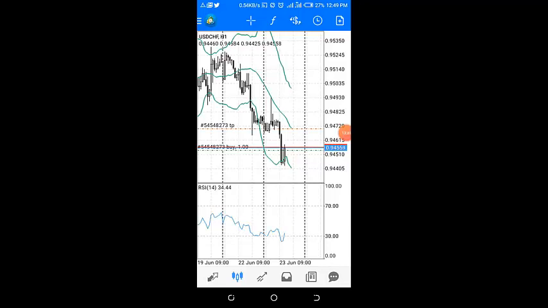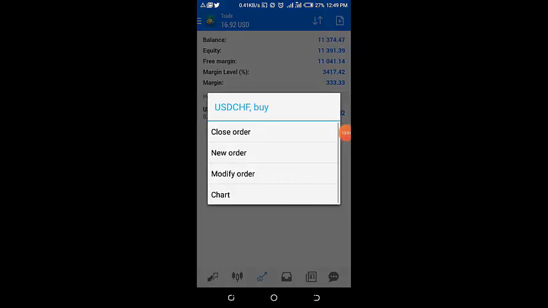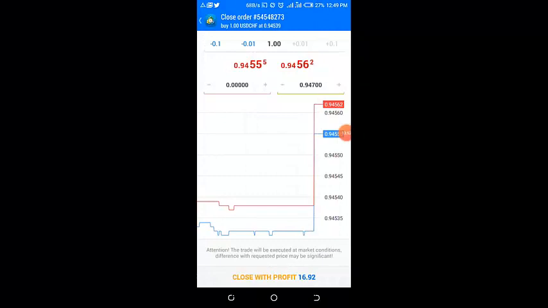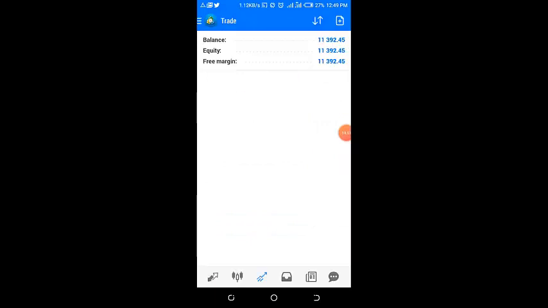Let's see, already we are in a profit. I can tell you we are at 20. Now assuming we want to take profit without waiting for it, if you are not patient enough, you can close your trade immediately. It will ask you whether you want to take profit. You say yes. Definitely the order is closed, and you've made your money.